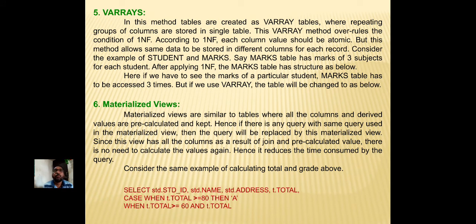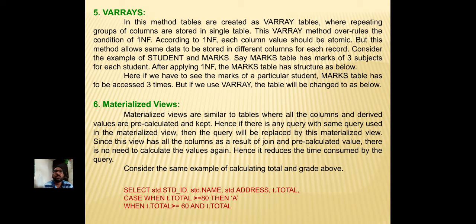Fifth is VARRAYS. In this method, tables are created as varray tables, where repeating groups of columns are stored in a single table. This method overrules the condition of first normal form. According to first normal form, each column value should be atomic, but this method allows the same data to be stored in different columns for each record.